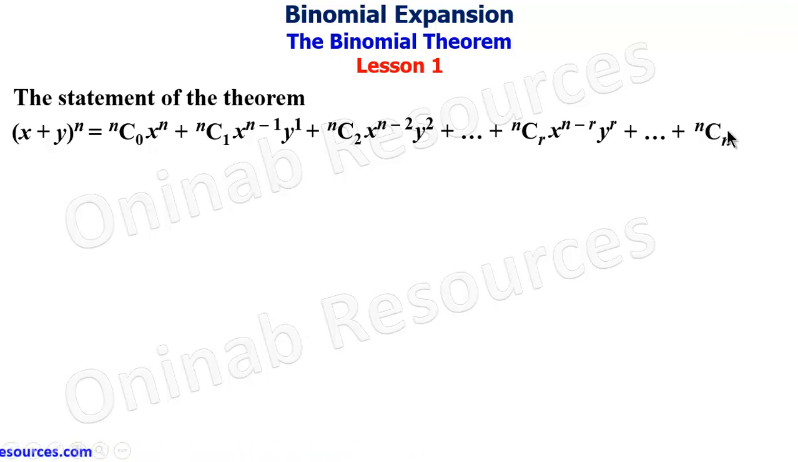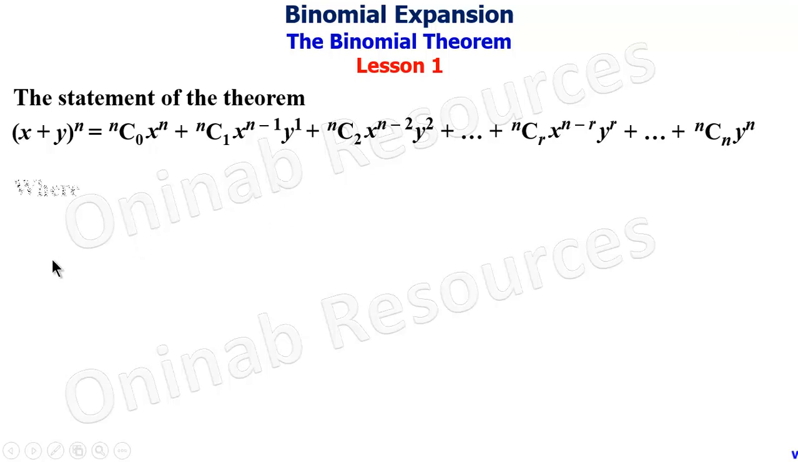At that point, the power of x is going to be n minus n, which is 0, and x raised to power 0 will give us 1. For the purpose of space, we leave out that one, and y will be raised to power n, which is the subscript here. This is the statement of the binomial theorem.